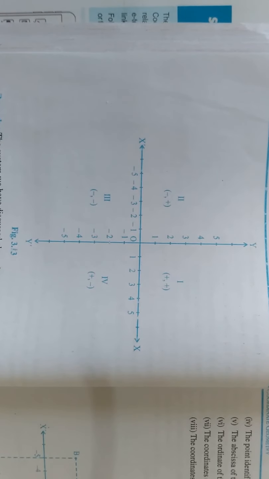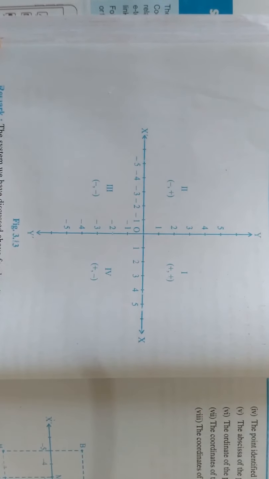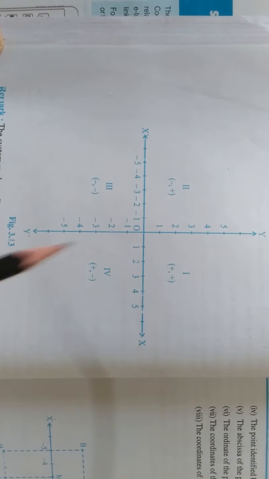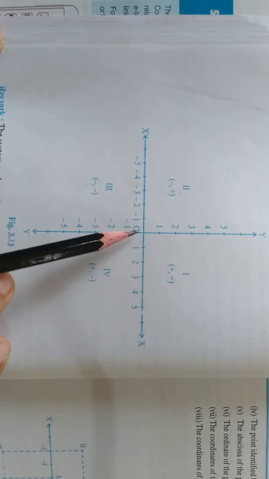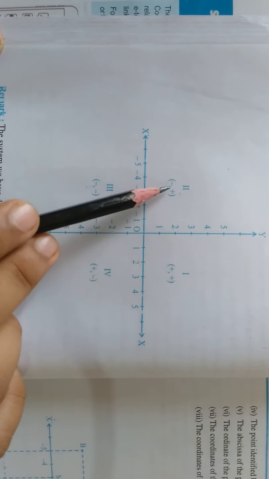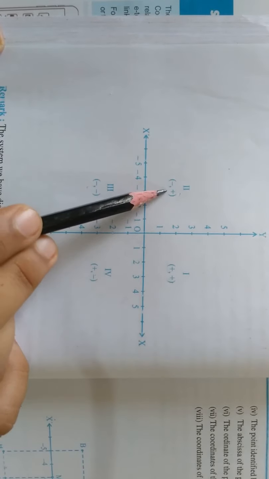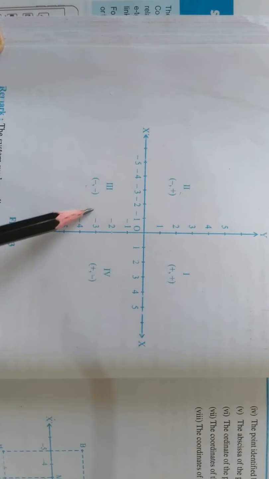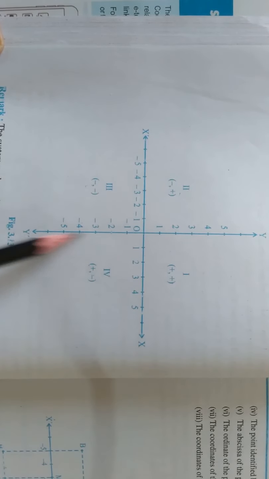So friends, we can see this Cartesian system. We already learned this on the board in our previous video. There are the first quadrant, second quadrant, third quadrant and fourth quadrant. In the first quadrant, the x-axis is always positive and the y-axis is also positive. In the second quadrant, x, meaning abscissa, is always minus and ordinate is always plus. In the third, both abscissa and ordinate are minus. And in the fourth quadrant, abscissa is plus and ordinate is minus always.